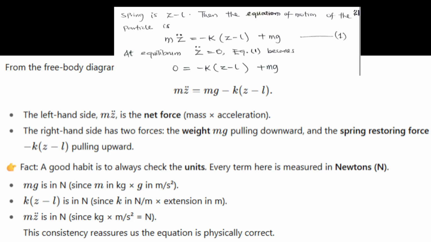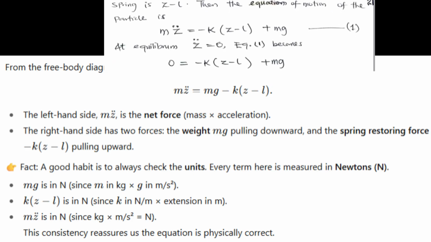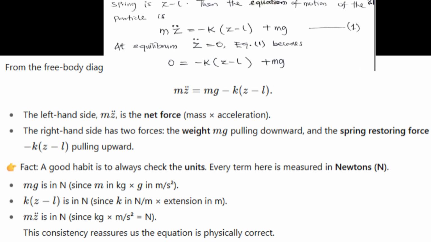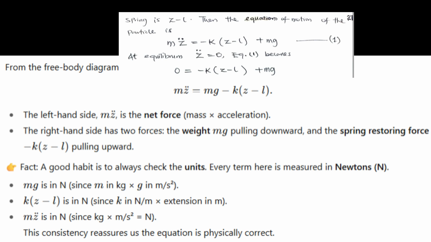1. Newton's second law and equation of motion. From the free body diagram, m z double dot equals mg minus k(z minus L). The left-hand side, m z double dot, is the net force, mass times acceleration. The right-hand side has two forces, the weight mg pulling downward and the spring restoring force, k(z minus L) pulling upward.